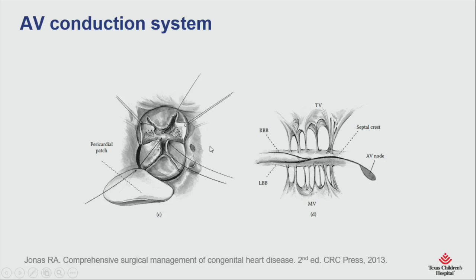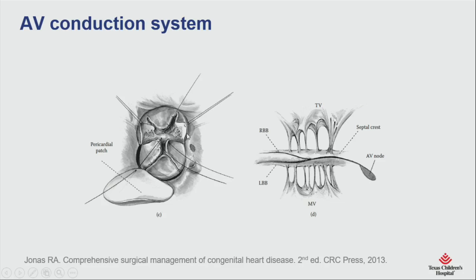Now, when the patch comes up here, there are two ways of dealing with the AV node so you don't injure it. One is to go around the AV node with your patch, but that means that the coronary sinus is going to stay on your left side. Now, the amount of shunting that you get from leaving a coronary sinus draining into the left atrium is not that big, so it really shouldn't even change your saturations.